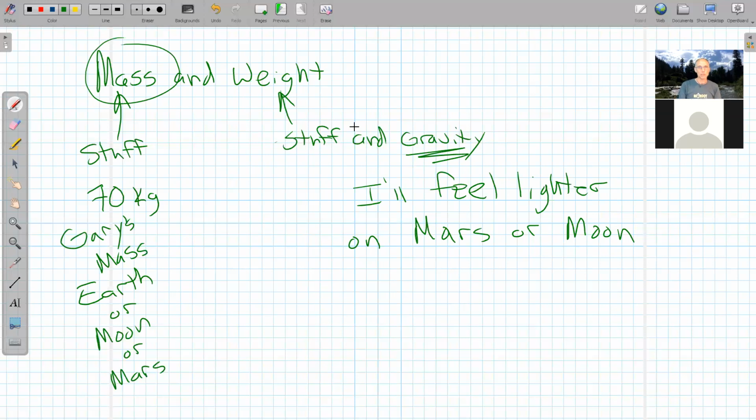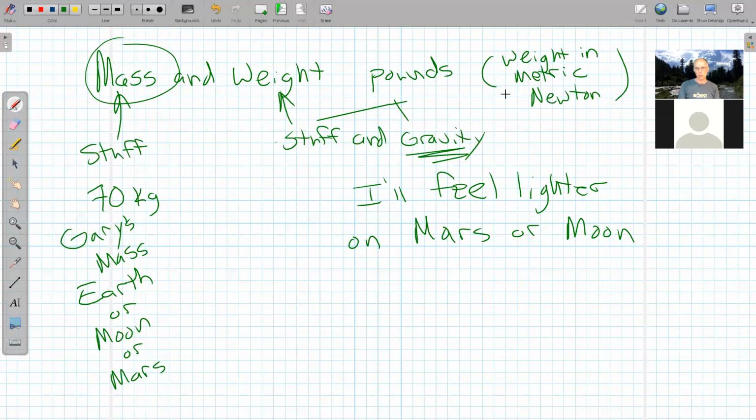And pounds is a measure of stuff and gravity, which is weight. The equivalent thing in metric would be called newtons. So one version of weight in metric is called a newton. So the newtons I have on Earth are going to be different than the newtons I have on Mars or the moon, even though I'm 70 kilograms on any of those three places.